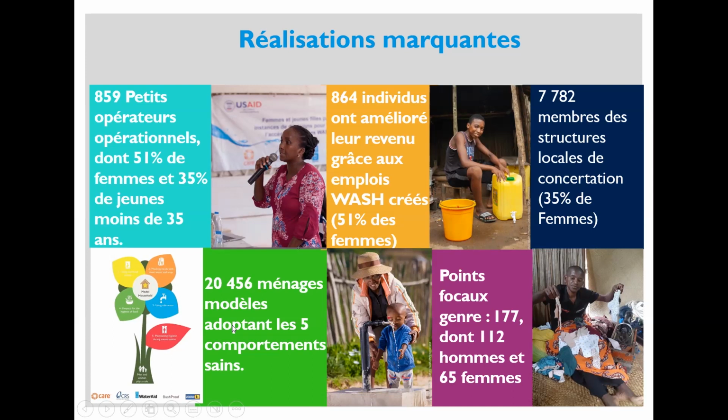7,782 members. As you could see during the presentation, we mentioned the Grow Up Sticker approach, which is promoting the 5 key behaviors, and the collaboration between the members of the household is constituting one behavior. 20,456 households adopted those 5 behaviors, and some women participated, became member of different committees.